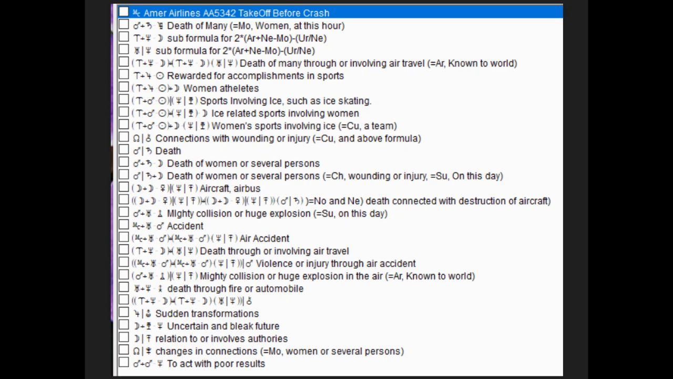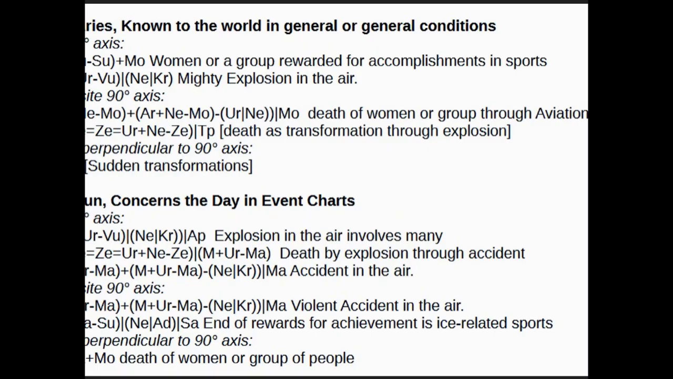Death of many through or involving air travel, women athletes, sports involving ice such as ice skating, death of women or several persons, aircraft, airbuses, death in connection with a destruction of an aircraft, mighty collision or huge explosion, accidents, air accidents, death through fire or automobile, fire or collision, sudden transformations, relation to authorities, and changes in connections and actions with poor results.